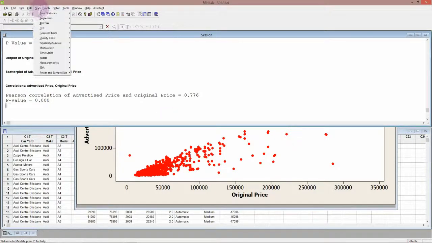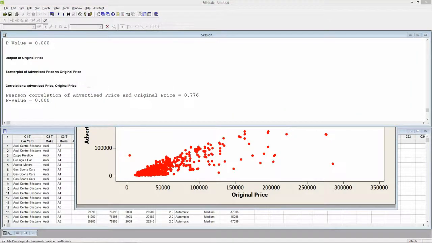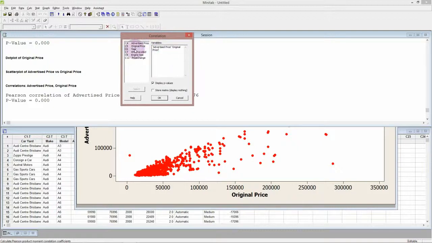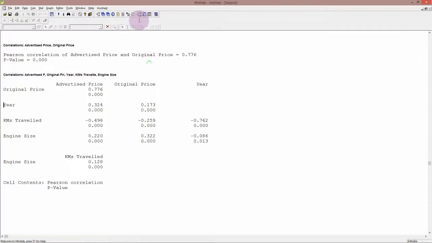Now, we can get Minitab to do a whole lot of correlations at the same time if we want. So let's also stick in the year, kilometres travelled, and engine size. And what we get out is a matrix of correlations. So we can look at two of them together. The top row is the correlation and the bottom row is the p-value, which tells us if it's significant, and we'll look at that in a later lecture.